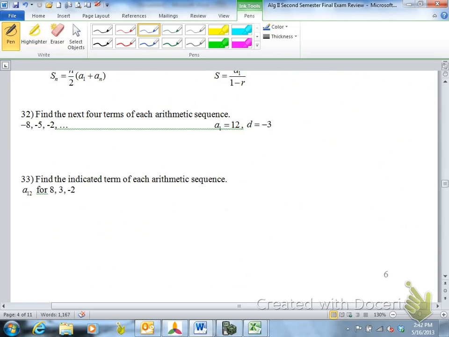Next 4 terms, this is arithmetic. The difference between arithmetic and geometric: arithmetic, you're adding some constant amount to get to the next term, and geometric, you're multiplying by some number to get to the next term. So that's arithmetic versus geometric. With an arithmetic sequence, you don't need a formula on these, just look at your pattern. You are adding 3 every time, so that's your d. So you'd have 1, 4, 7, 10.